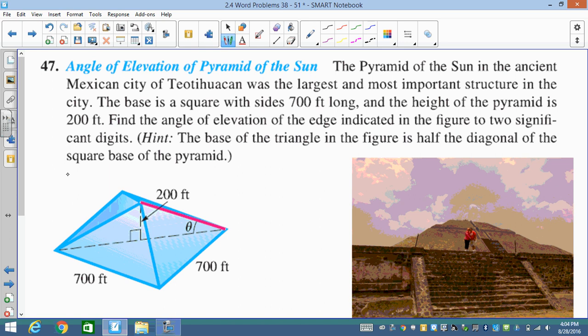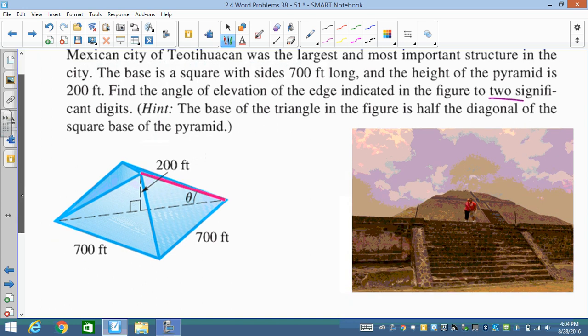Okay, next one. Angle of elevation of the Pyramid of the Sun. The Pyramid of the Sun in the ancient Mexican city of, I'm not going to try to pronounce it, was the largest and most important structure in the city. The base is a square 700 feet long, and the height of the pyramid is 200 feet. And we've got a nice little 3D picture here, so you can see it. Find the angle of elevation of the edge indicated in the figure to two significant digits. Okay, they're telling us, hence, the base of the triangle in the figure is half the diagonal of the square base of the pyramid. So, we'll go through that.